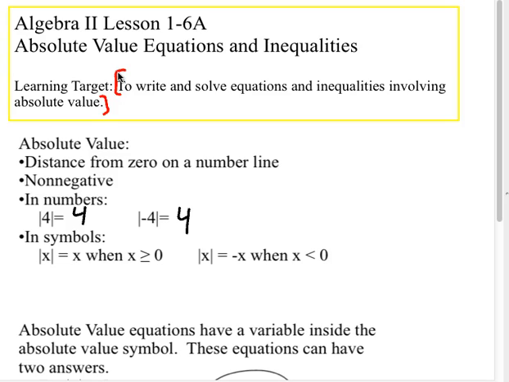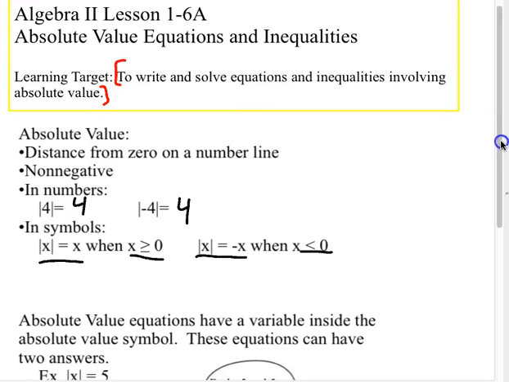Or symbolically, the absolute value of x will be x as long as x is greater than or equal to 0, so basically x is positive. Or it's going to be the opposite of x when x is less than 0, because it's wiping off that sign. So now you're flipping it when you take it out.